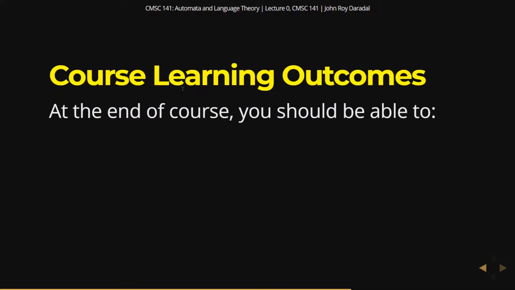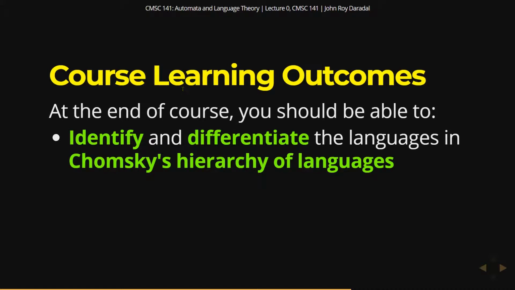Now for after everything, so at the end of the course, these are the outcomes that we are aiming for you to be able to do. Okay, so you should be able to, number one, identify and differentiate the languages in Chomsky's hierarchy of languages. So you've already seen the three languages there. You have the regular languages, context-free, and the recursively enumerable.